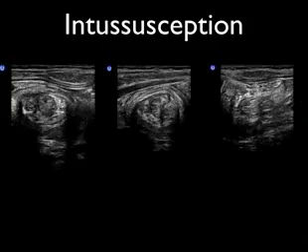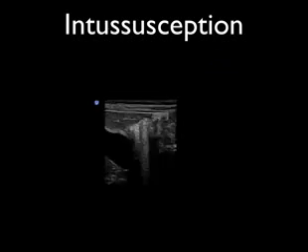Another example here of a pretty straightforward case. We see layers of bowel along with the hyperechoic segment around the inner layer due to the invagination of the mesentery that came through here.